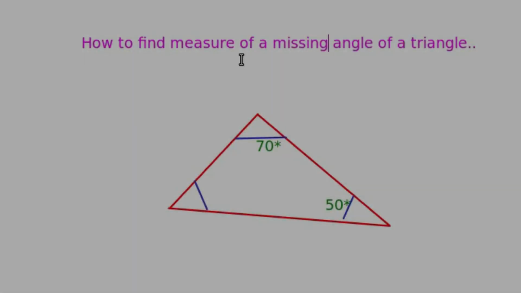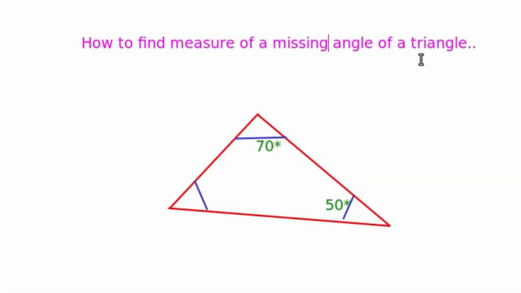How to find the measure of a missing angle of a triangle. This is one of the activities given on page number 28 and 29. Here you can see a triangle. This angle is 70 degrees. This angle is 50 degrees.